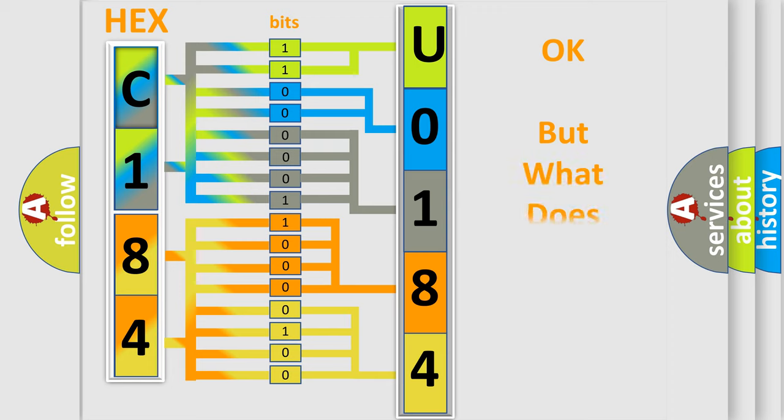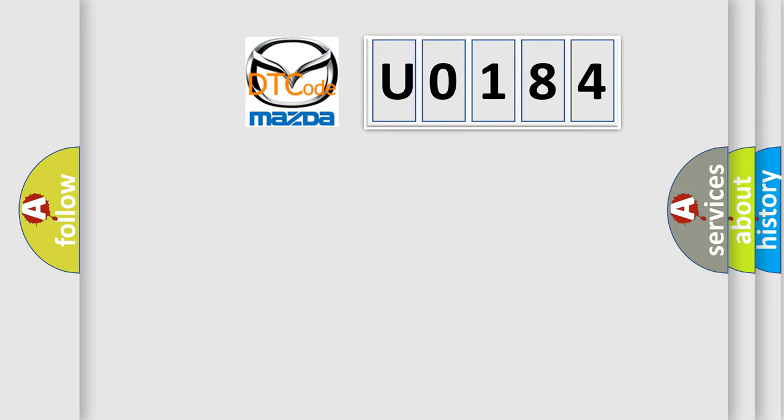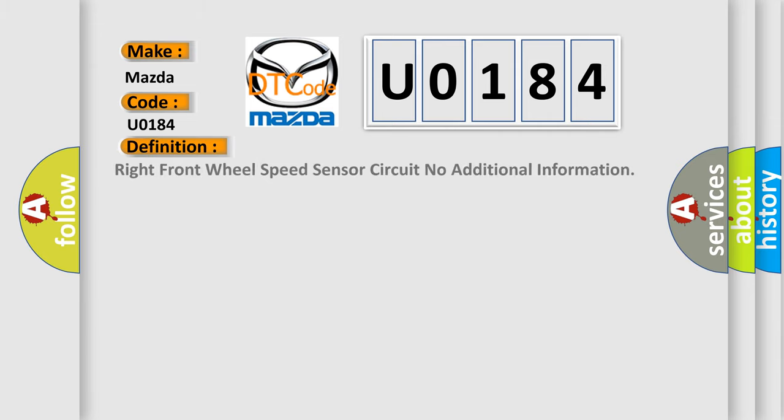The number itself does not make sense to us if we cannot assign information to what it actually expresses. So, what does the diagnostic trouble code U0184 interpret specifically for Mazda? The basic definition is right front wheel speed sensor circuit, no additional information.